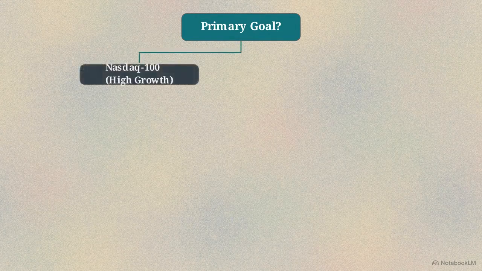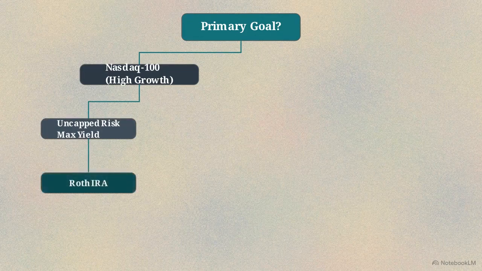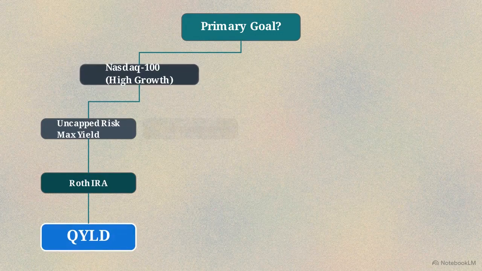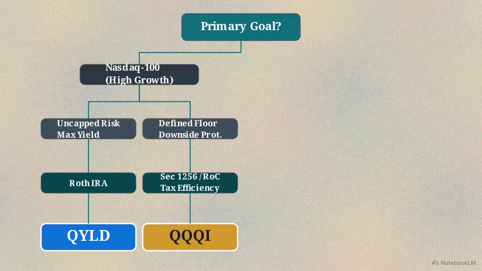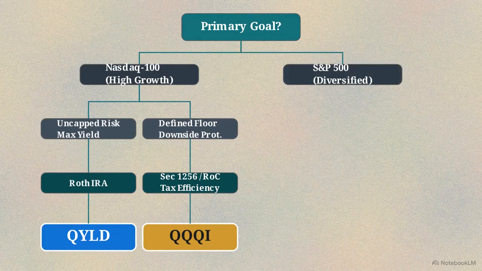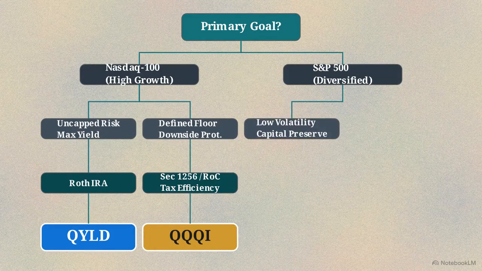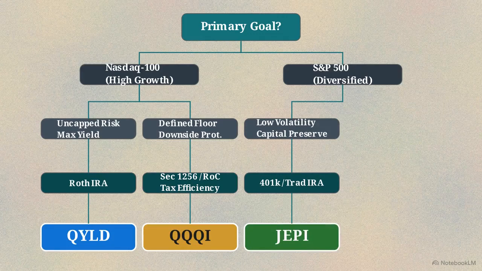To find your match, start with one question. What is your primary goal? If you want maximum income, believe in Nasdaq compounding, accept uncapped risk, and hold your assets in a Roth IRA to avoid taxes entirely, the winner is QYLD. If you want high Nasdaq exposure but demand a defined maximum loss floor to survive a market crash, the winner is QQQI. If your goal is capital preservation, typically a retiree prioritizing stability over raw yield, and you are keeping it sheltered in a 401k or traditional IRA, the winner is JEPI.